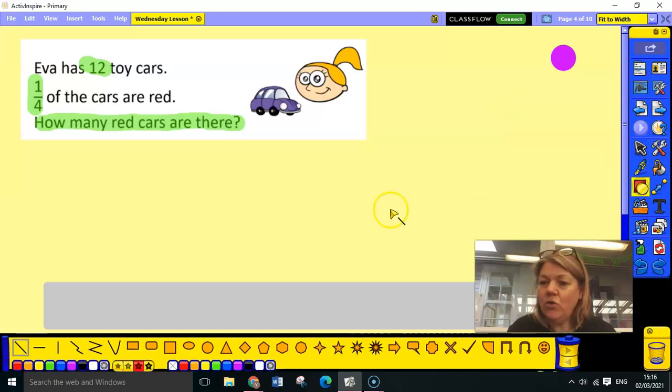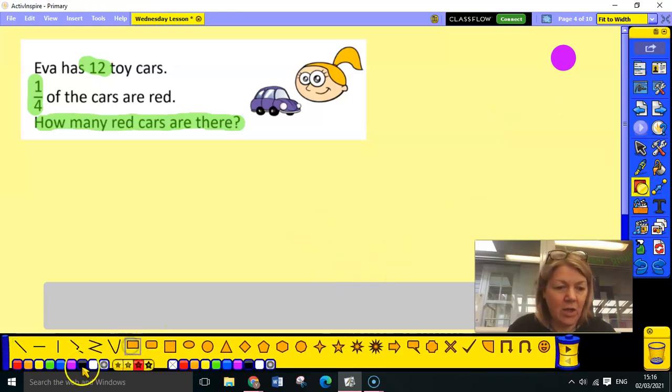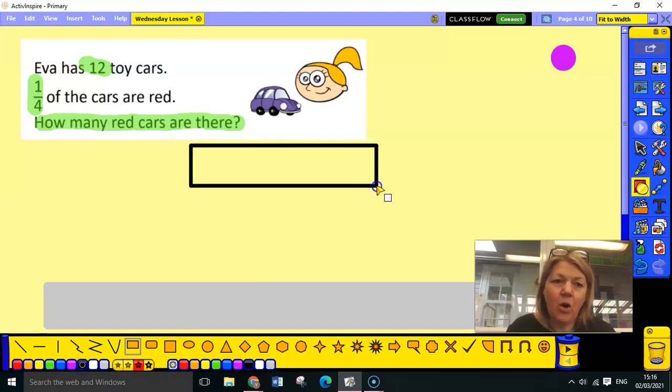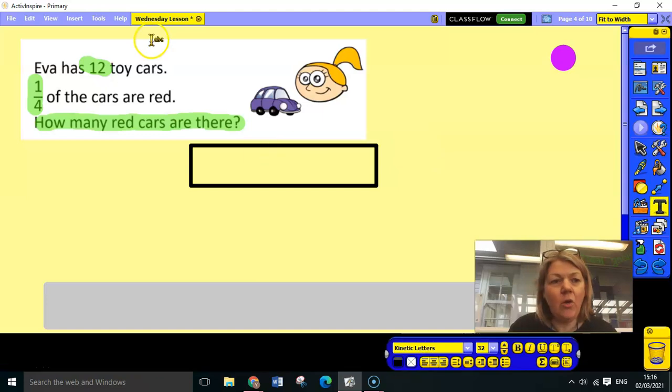Now, I can draw a bar for this. I can draw a bar model for this. So here is my whole, okay? And I know that the whole is 12. Eva's got 12 cars in total, okay? And I've got to find 1/4 of them.